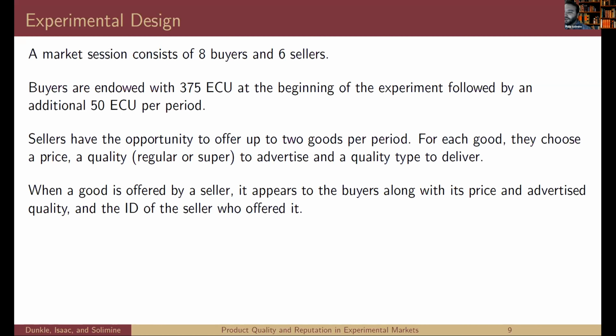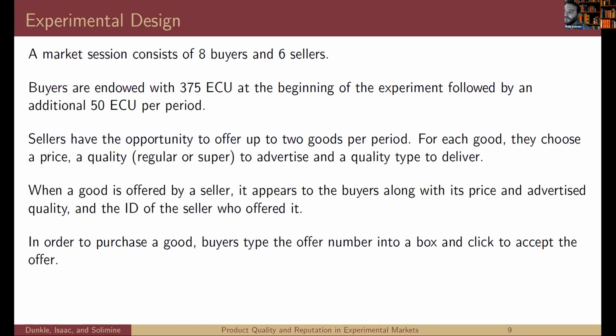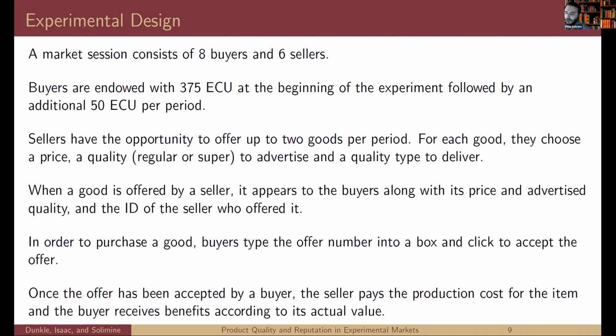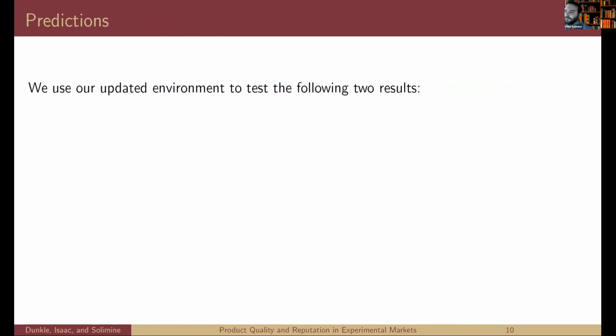So when a good is offered by a seller, it appears to the buyers along with the price and the quality and the ID of the seller who offered it. And in order to purchase the good, buyers will type the offer number from the market screen into the box and click to accept the offer. Once it's been accepted, the seller pays the production cost for the item, which is given by the supply and demand graph, and the buyer will receive benefits according to the actual value that was offered, of course, not the advertised value.